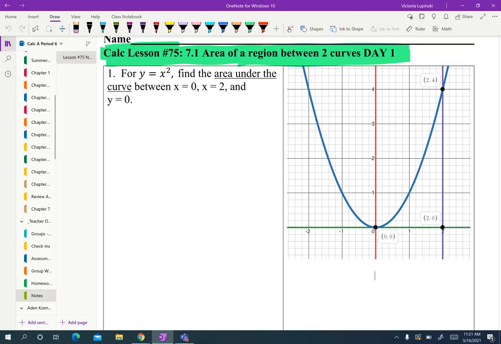All right, welcome everybody. Today we're going to talk about Calc Lesson number 75. This is the beginning of our final chapter 7, and today we're going to talk about section 7.1, the area of a region between two curves, and please note that this is only day 1.